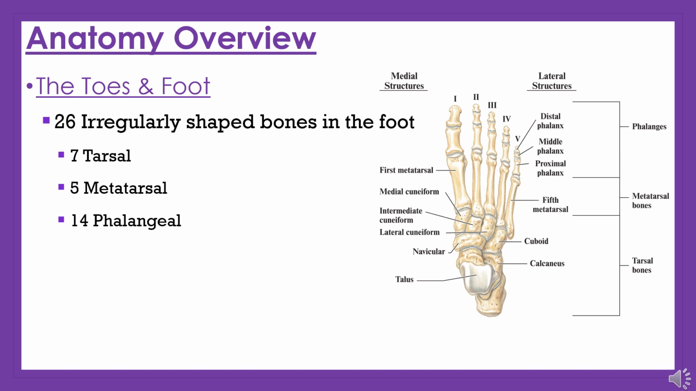Okay, so the foot and toes are made up of 26 irregularly shaped bones. They're all connected with a series of ligaments. The tarsal bones help to form the ankle and include the talus and calcaneus, and also include the navicular, cuboid, and three cuneiform bones that form the instep of the foot. The metatarsals are those long bones that lead from the ankle and the instep to the toes. And then the toes are just made up of the phalangeal bones. Just some anatomy review for you guys.